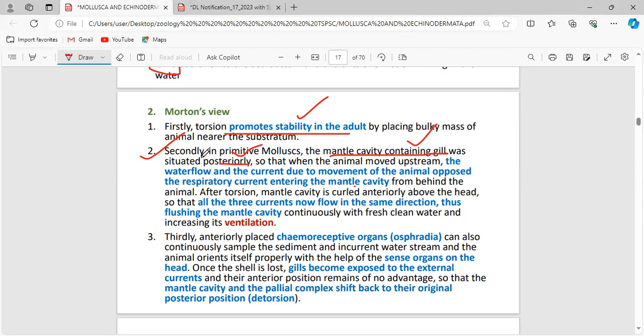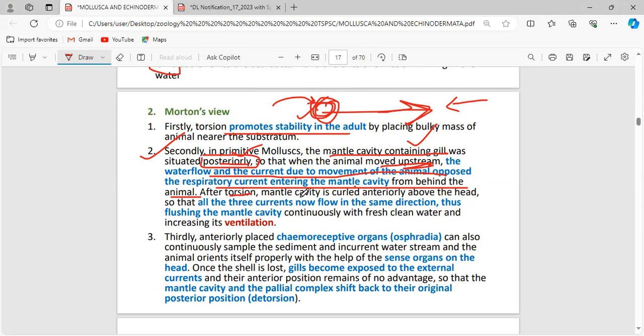If the gill is present in the posterior region, when the animal moves upstream, the water flow and the current due to the movement of the animal are opposite. See, water will be moving like this, and the snail will be moving like this. They can't tolerate all this water current. The respiratory current enters the mantle cavity from behind the animal. Obviously, where the gills are present, there only the respiration will occur.